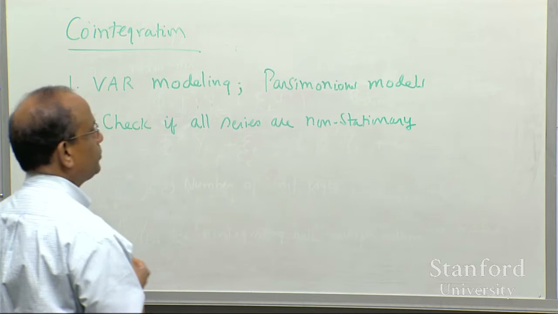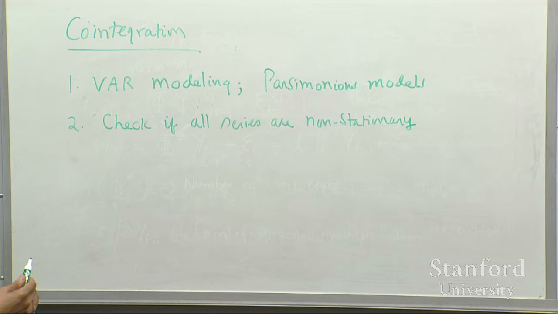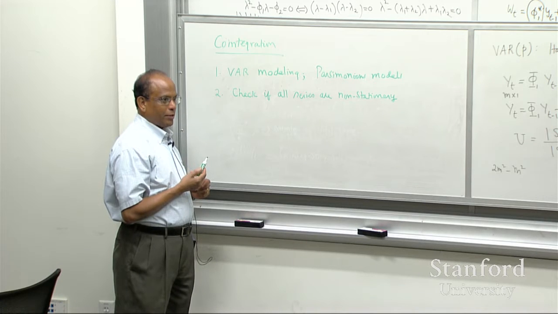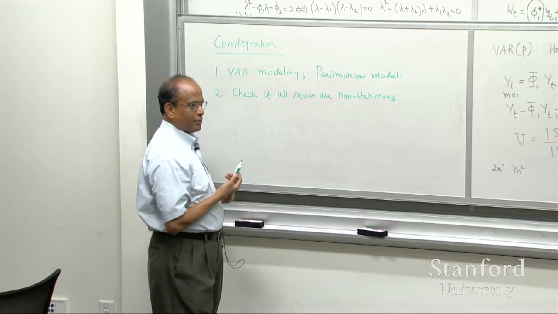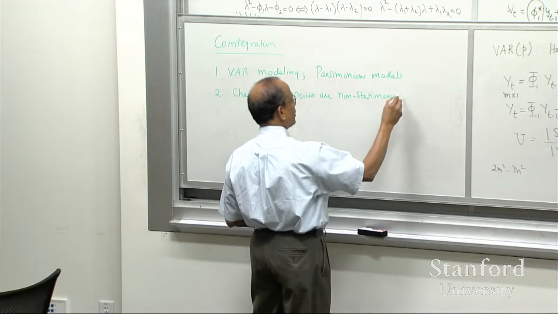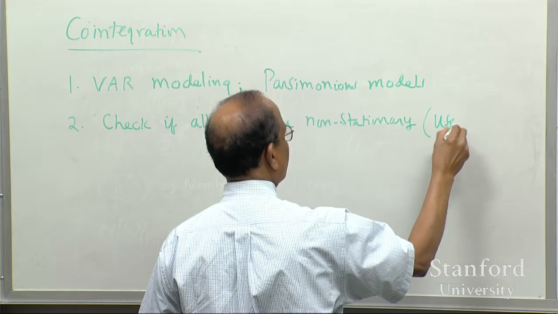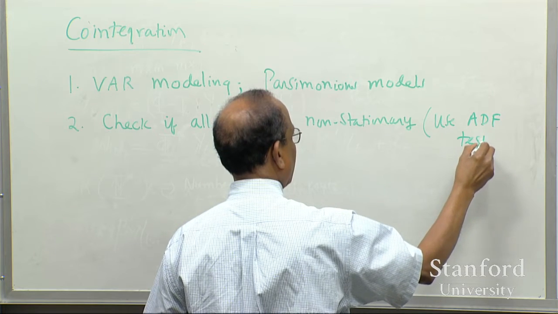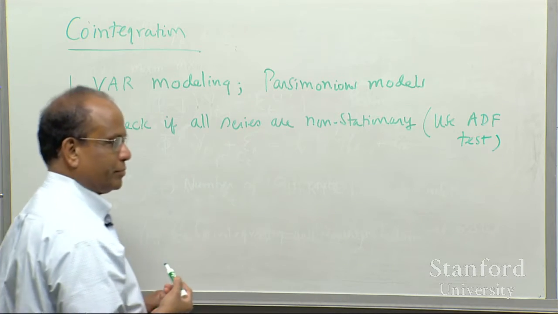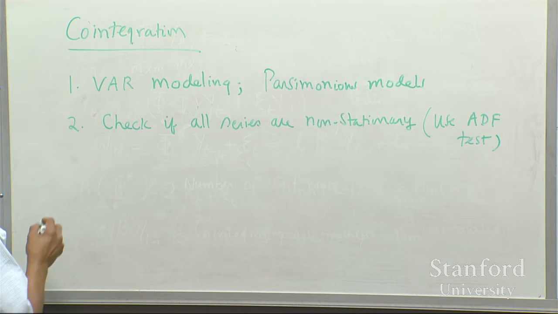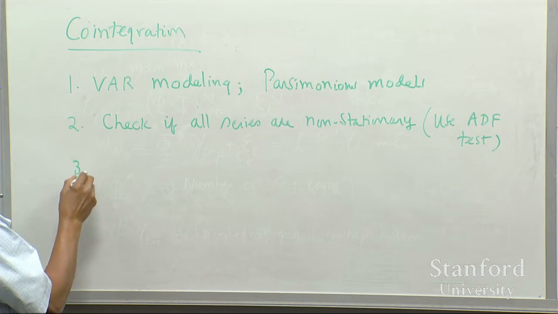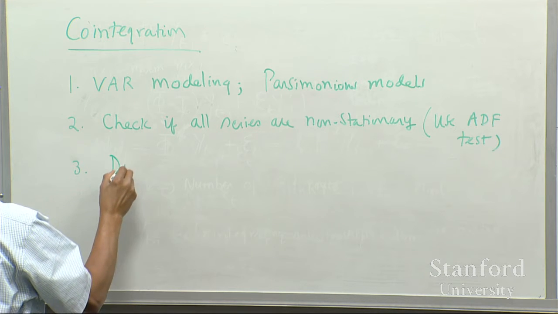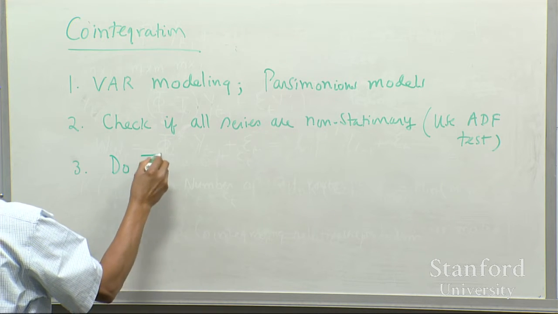Okay. So what is the procedure you would check? We just saw the Dickey-Fuller or augmented Dickey-Fuller test, right? For each series you can check, use the ADF test. Okay. And the third step is to do the Johansen test.